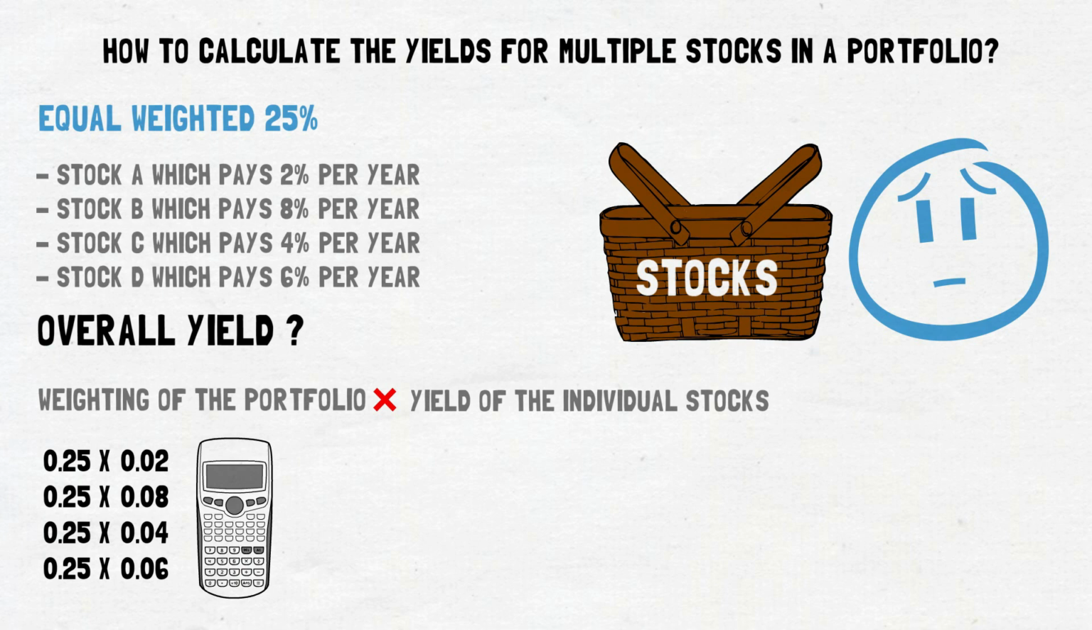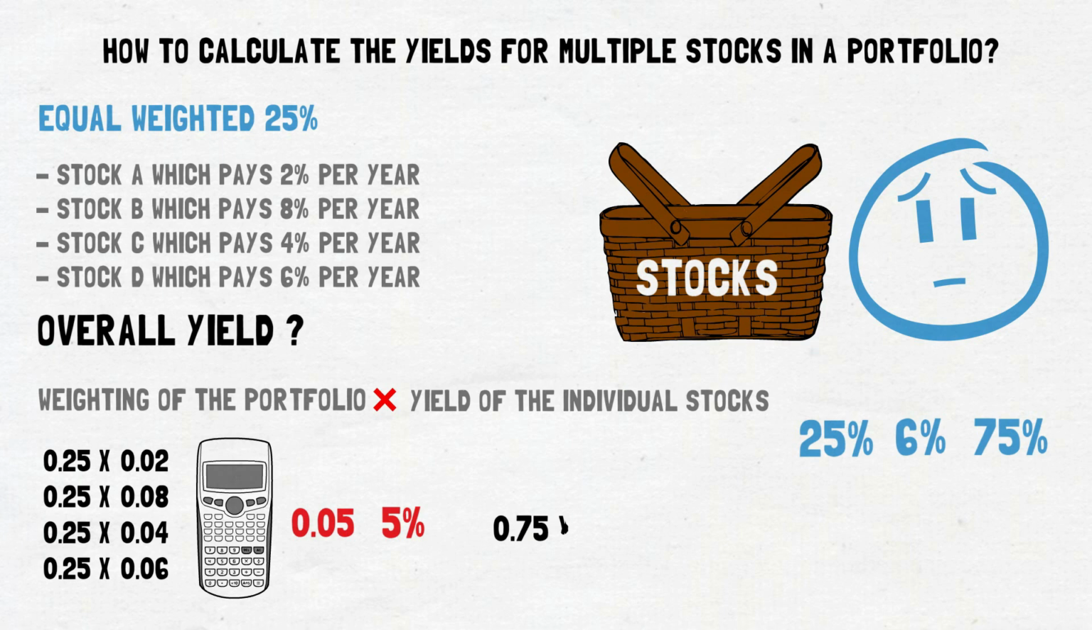But either way, you should come up with a total of 0.05, which translates to a 5% overall yield. Now, if that same investor decides stock A and B have lost their way and wants to sell them off to invest them into stock D. So now the portfolio is 75% stock D, which pays 6%, and still has 25% on stock C. So let's do that calculation again.